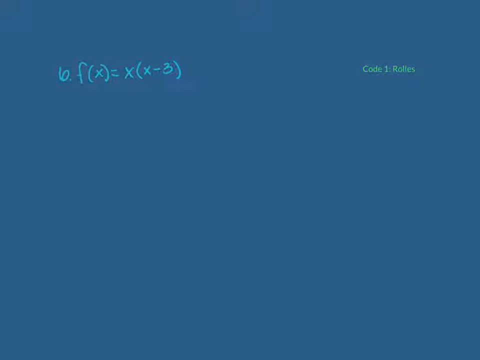Number 6 gives us a function f of x is equal to x times (x minus 3), and they want us to see if we can find an interval in which we can apply Rolle's theorem. So the best way to do this is to look for x-intercepts, okay? Because x-intercepts means both those x values give f of x equals 0, right? So then they must be equal to each other. So I'm going to set f of x equal to 0. I read off my x-intercepts, which are 0 and 3.